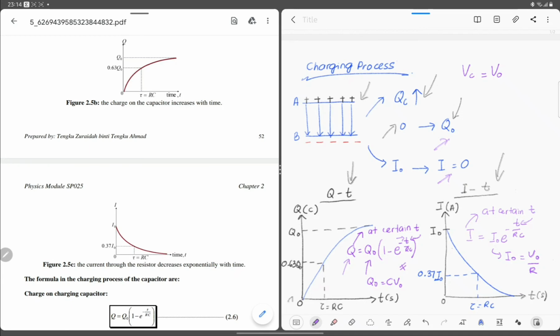So sama juga graf I juga perlu kita labelkan nilai tau dia. Apa takrifan bagi tau tersebut? So tau tu takrifan dia adalah 0.37% I0, iaitu kita nak merujuk kepada time constant, time required for the capacitor to drop or to decrease 0.37% of its initial value.